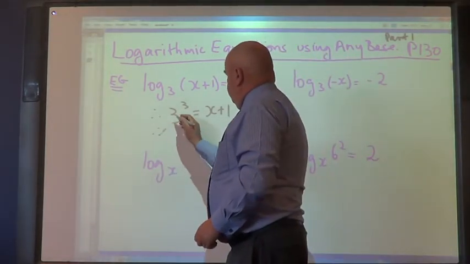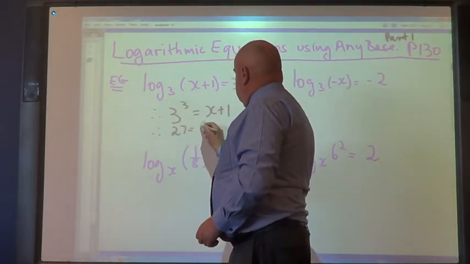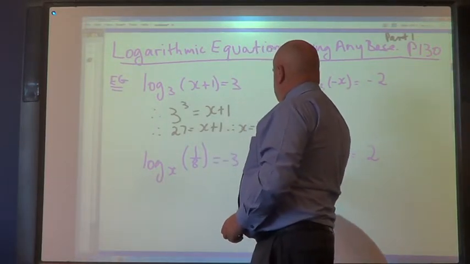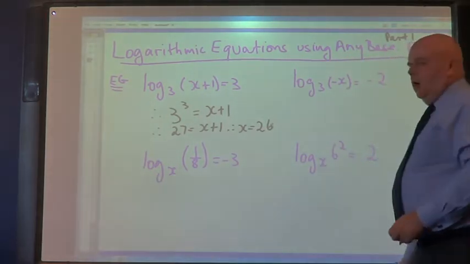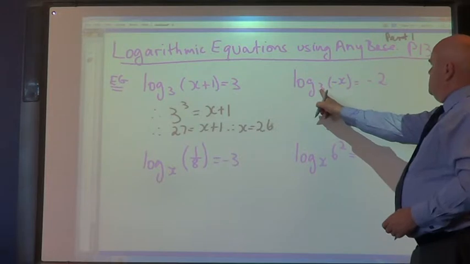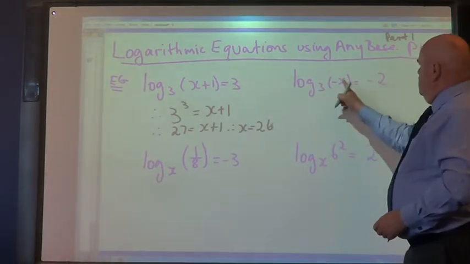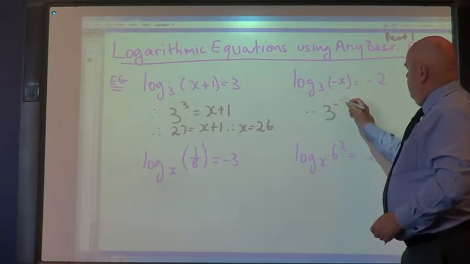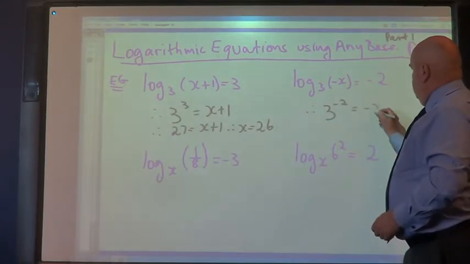Now this one's very easy to solve. 27 equals x plus 1. Therefore, x equals 26. Over here, we're going to follow the same procedure. Base, index, number. So therefore, 3 to the power of negative 2 equals negative x.